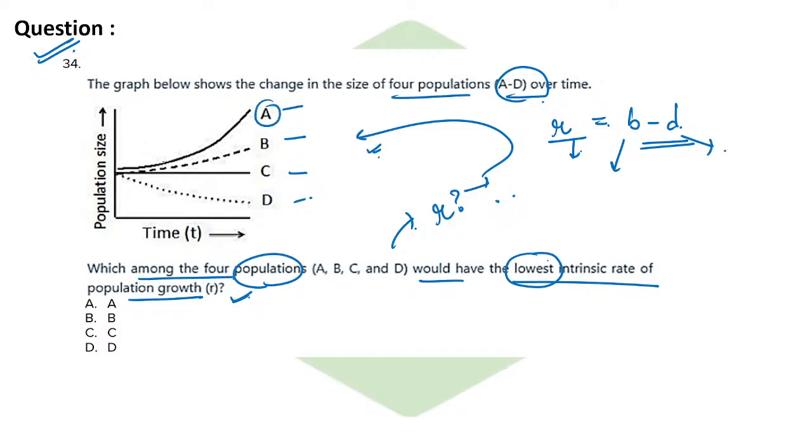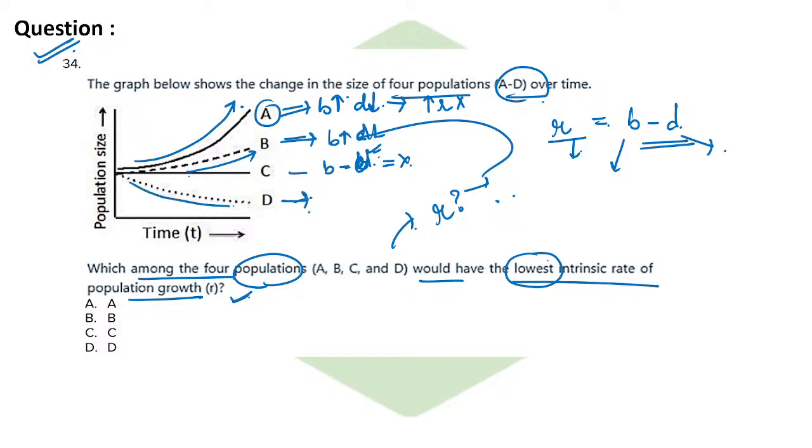In the first case, the population size is increasing with time. Increasing with time means birth rate is more, death rate is less, so it will have the maximum R. The second one will again have birth rate more, death rate less, because we can see an increase. The third has equal birth rate and death rate, so no change. In the fourth, the population is decreasing with time, so birth rate will be lesser and death rate more, so it will be the least. This is what you have to find out: the lowest intrinsic rate of population growth.